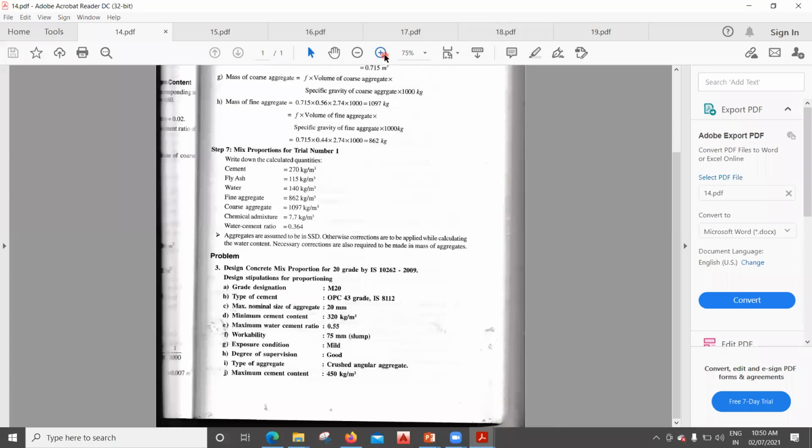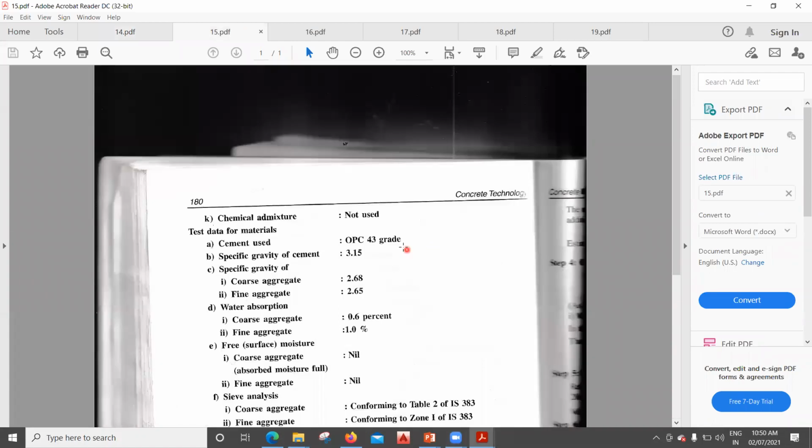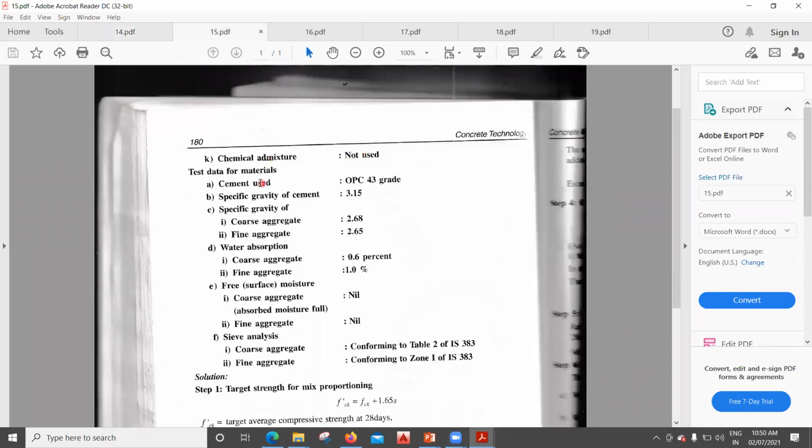So this is the question we have. Design a concrete mix proportion for M20 grade of concrete. Grade designation is M20. Type of cement is OPC 43 grade cement. Maximum nominal size is 20. Minimum cement content is 320. Maximum water cement ratio is 0.55. For the slump they require 75 mm. Workability is 75. Exposure condition is mild. Degree of supervision is good. Aggregate is crushed angular, and 450 kg per cubic meter is the maximum cement. Chemical admixture is not used here. Rest all things we know.